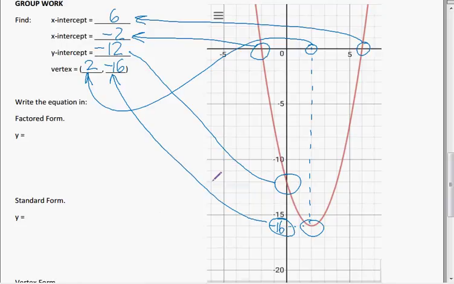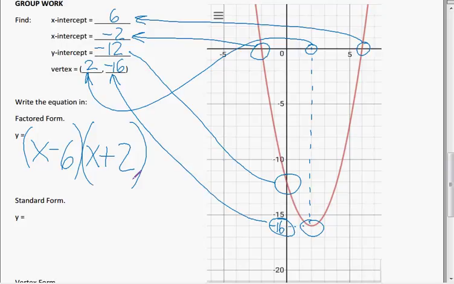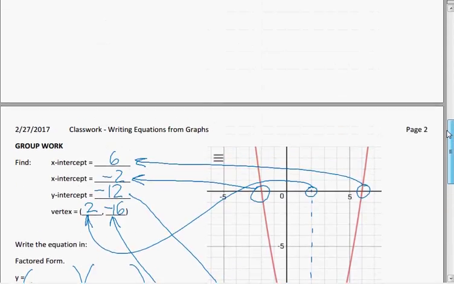Okay, factored form, you needed the parentheses, and again, you don't have a maximum value, you have a minimum value. And we found out that that means we do not have a negative x. So we have x and x. And for our intercepts, I have a positive 6, so I put x minus 6. I have a negative 2, so I put x plus 2. Okay. Hopefully all of you got that.